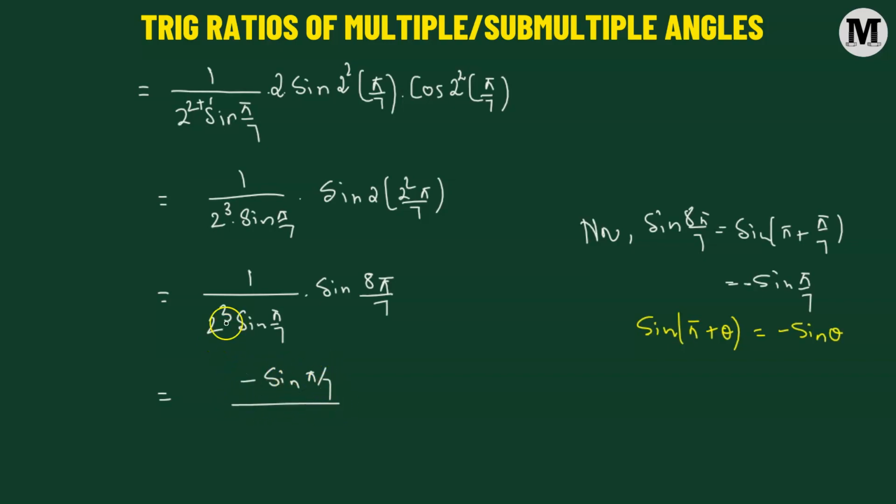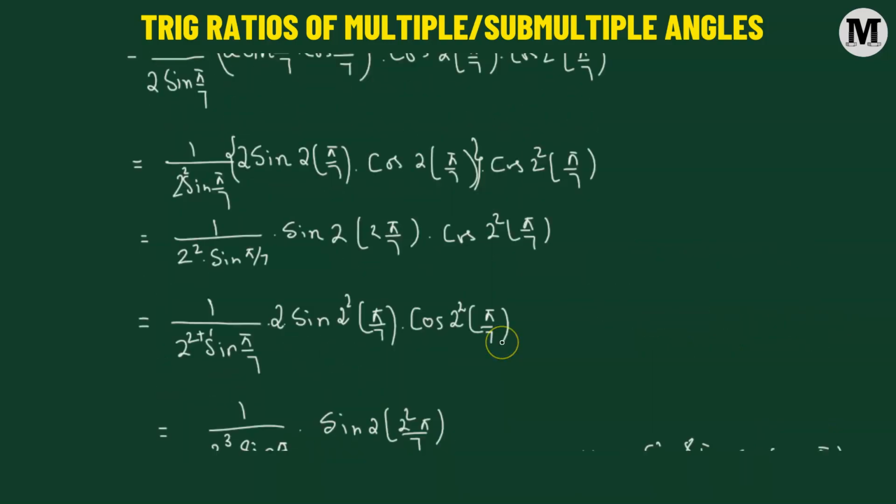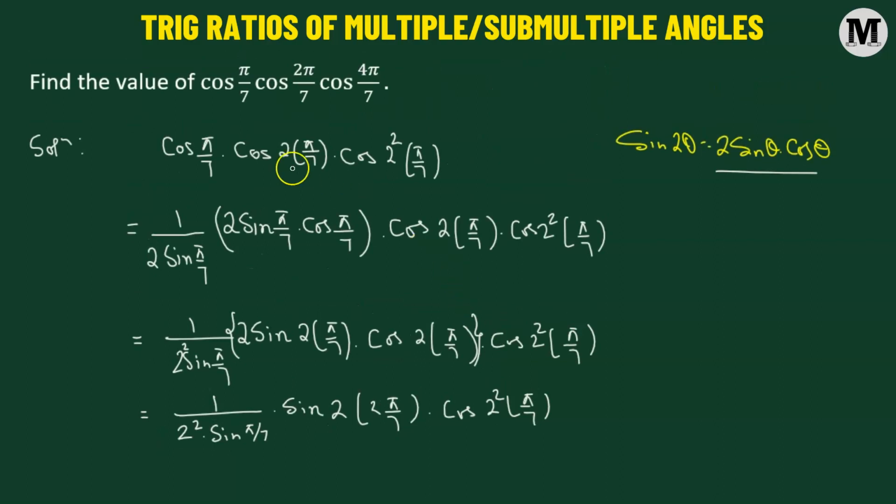And in the denominator, we have 2 cubed, so that's 8. So we have 8 multiplied to sine pi over 7. So sine pi over 7 will get factored out, and that leaves us with negative 1 over 8, which means that the value of the trigonometric expression cosine pi over 7 times cosine 2 pi over 7 times cosine 4 pi over 7 will be equal to negative 1 over 8.